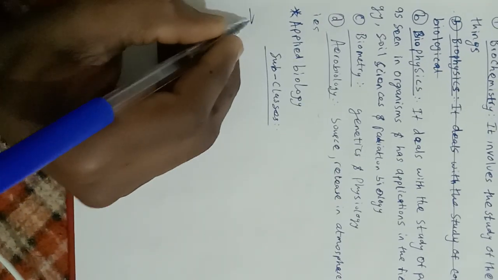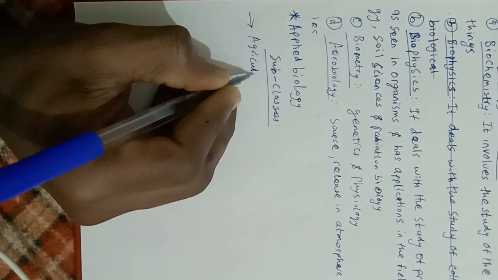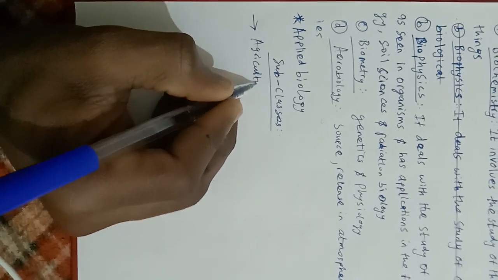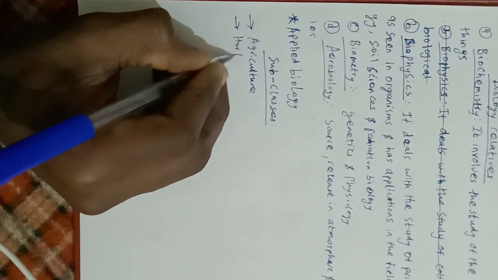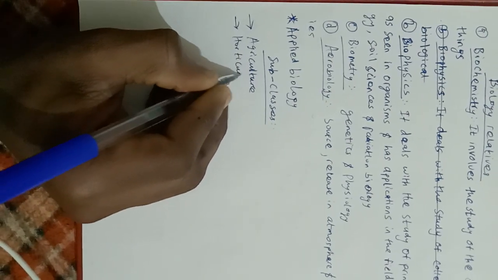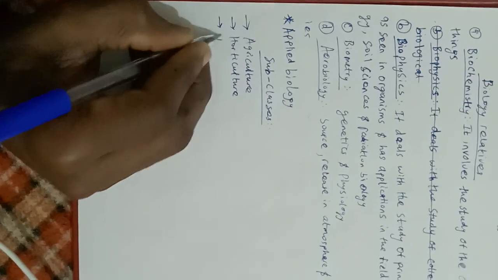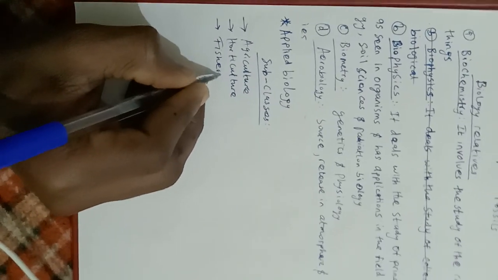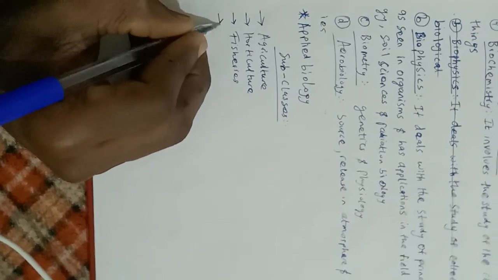Subclasses: number 1, agriculture; 2, horticulture; 3, fishery. I'll explain them one by one, guys. Don't worry.